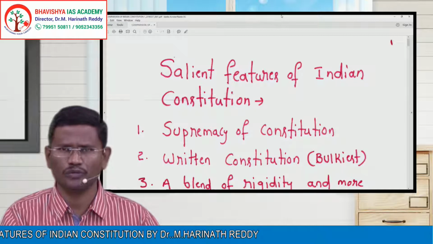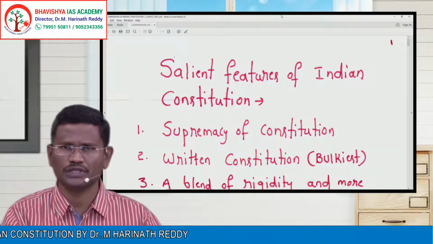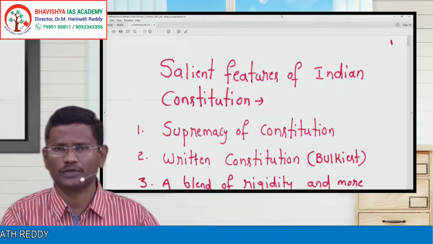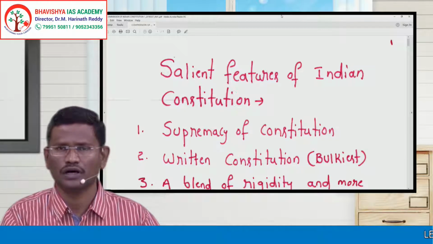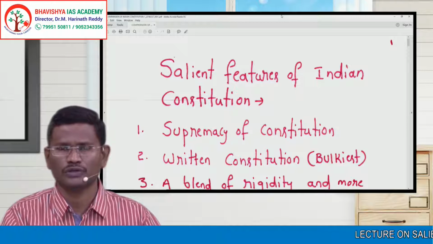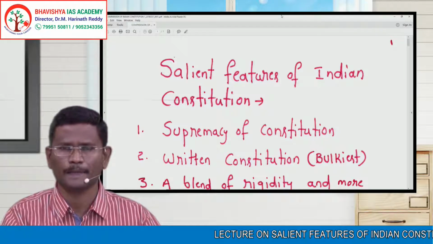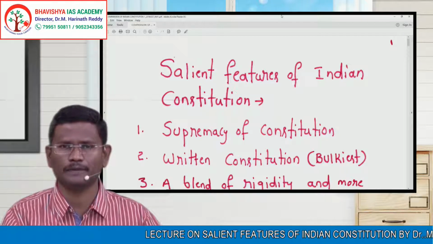So it was very humorously said that in Britain, the British Parliament can do anything except converting a man into a woman and a woman into a man. So that is the supremacy of the British Parliament. British Parliament, sovereign, supreme in Britain.